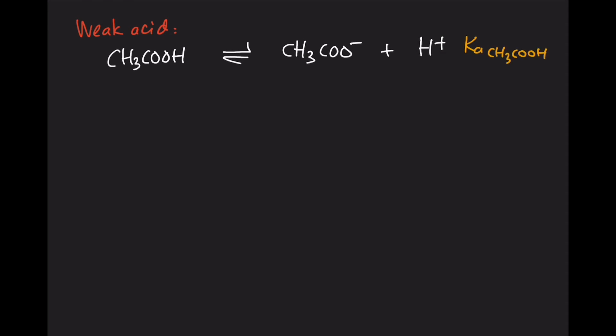So if you see a Ka, this will always associate with an acid. Now, at the heart of any equilibrium problem, you will see an ICE table. So, ICE table. I stands for initial, C for change, and E for equilibrium.